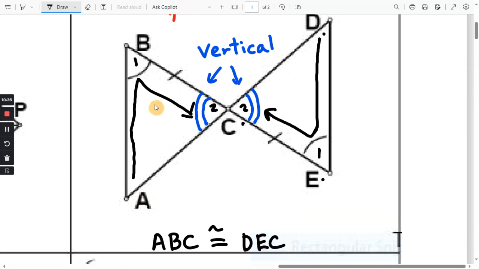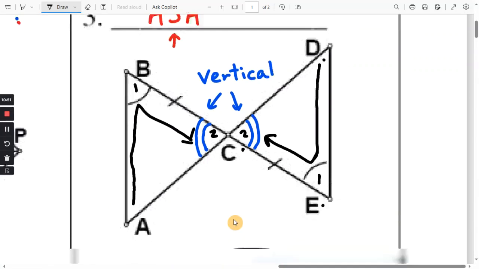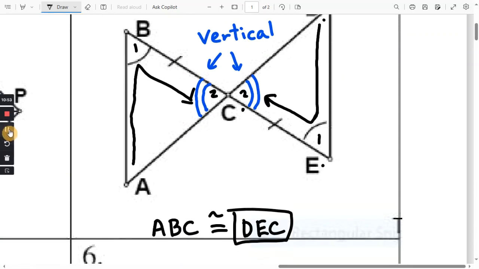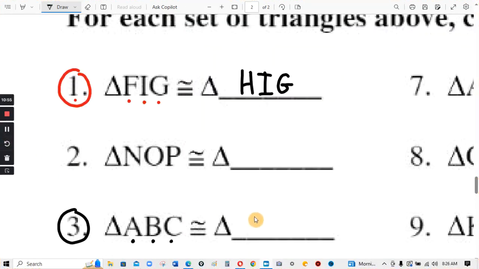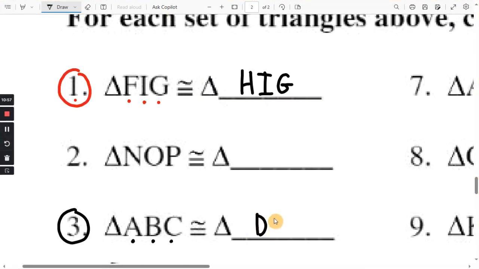See, it's flip-flopped. This triangle is upside down versus that triangle. So the arrow didn't go quite the same way, so I just went by the angles. So DEC is the answer for number 3 in the second part.